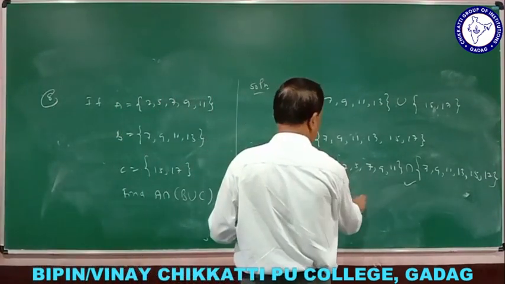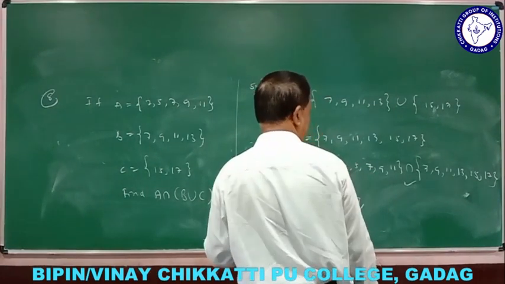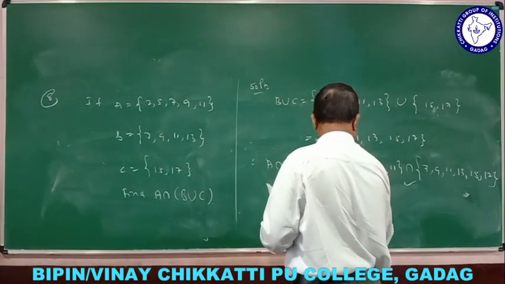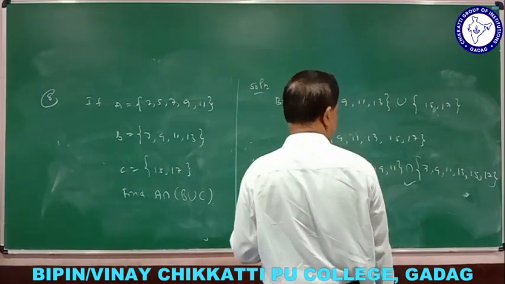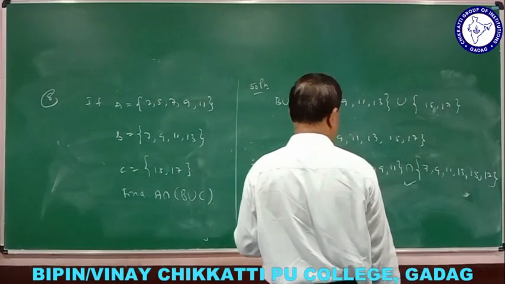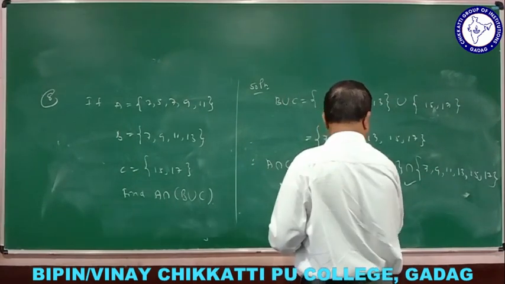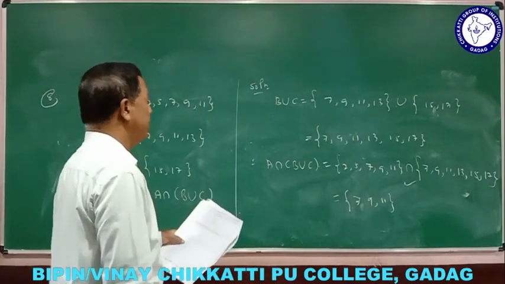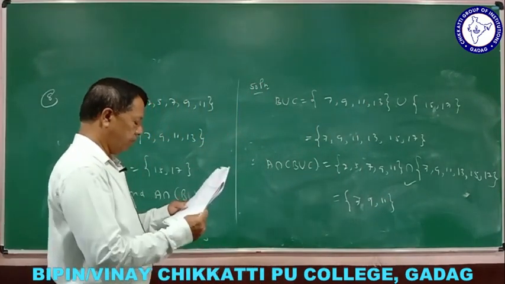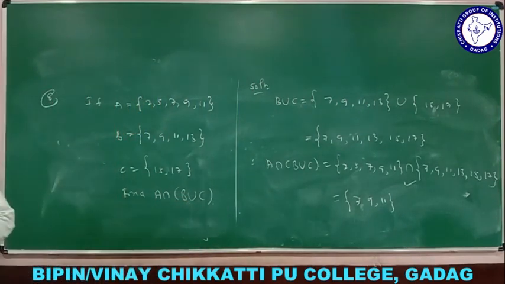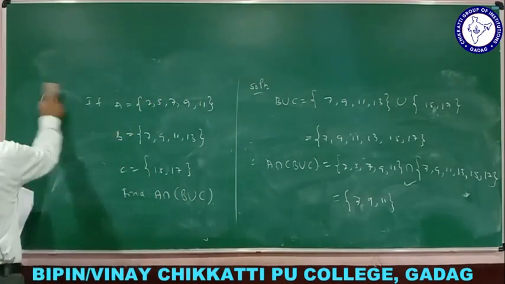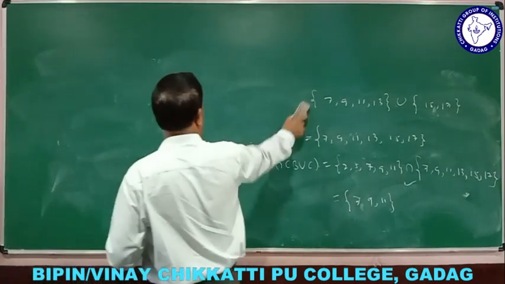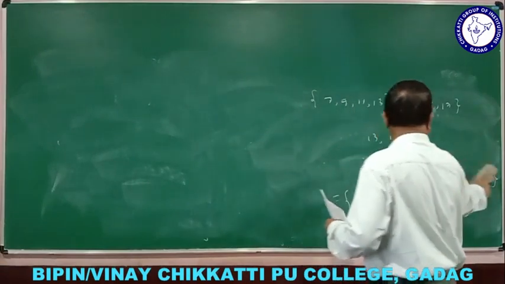You see that 7 is a common element, 2 is not there, 5 is not there, 7 is there, and 9, yes, 9 is also there. And the next: 7 is there, 9 is there. 11 is also there because these are the common elements, so A intersection B dash union C. Now problem number 9, you see how things should be changed. So this is the way we write the answers when we go for writing in the examination.